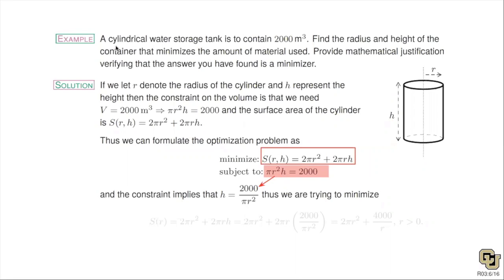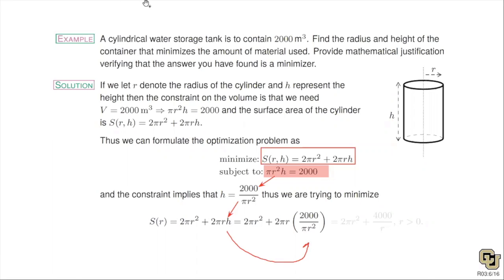I don't want to solve for r squared personally because it'll involve a square root, and then taking a derivative of square root is kind of a pain. So here I just solve for h. I get 2000 over pi r squared, and then I substitute that in for h right here. And so then, you get a function that's completely a function of r.